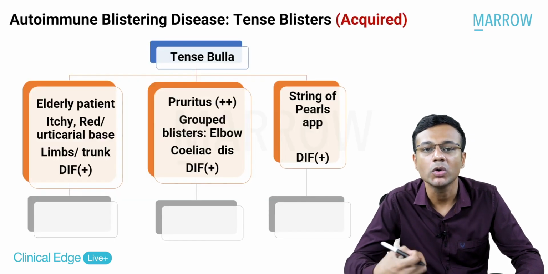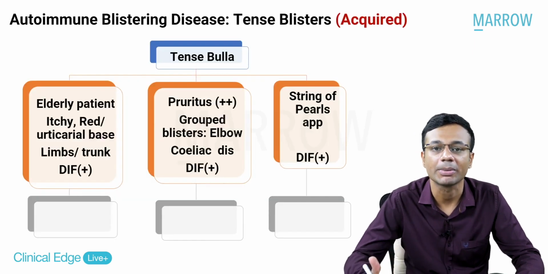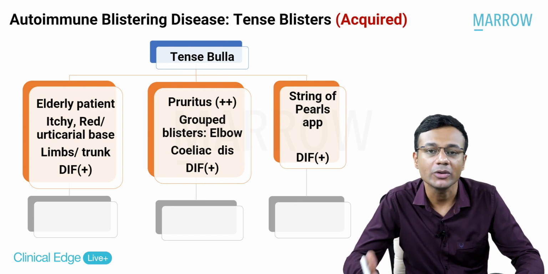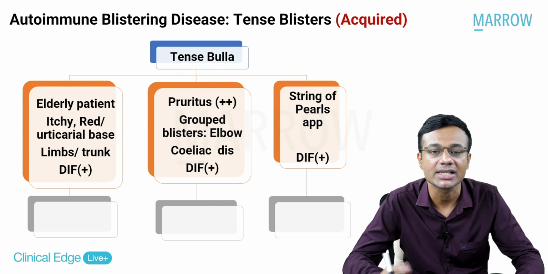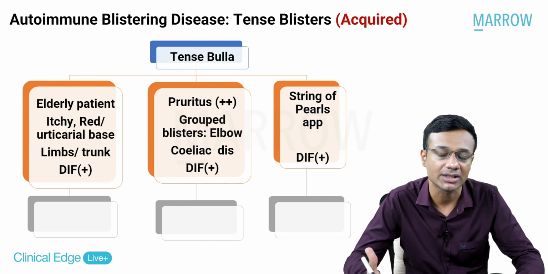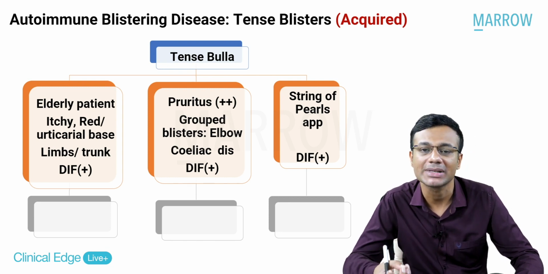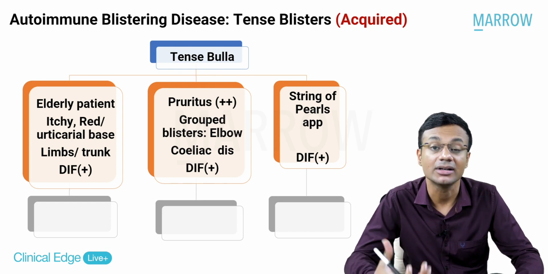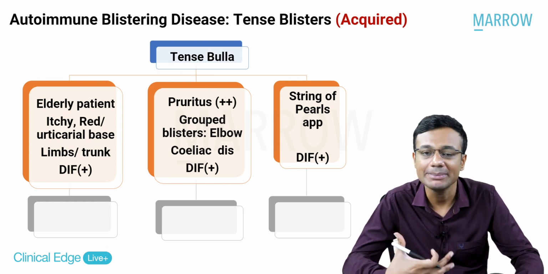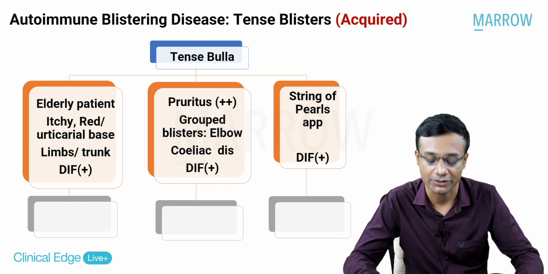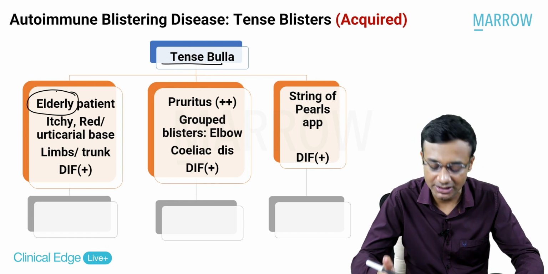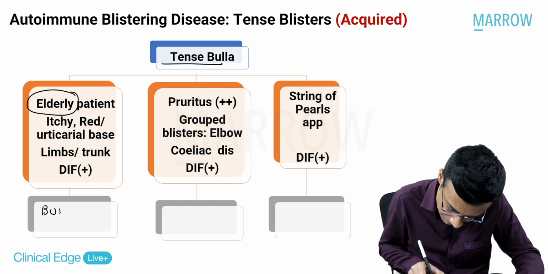Now let us see how we approach this particular topic of subepidermal blistering disorders, or these tense bullae. When you're looking at tense bullae, we could have three situations. The first situation is an elderly patient presenting with itchy bullae located on a red or urticarial base, on the limbs and the trunk, and DIF is positive. So if you have a tense bulla in an older patient which is very itchy, we make a diagnosis of bullous pemphigoid.